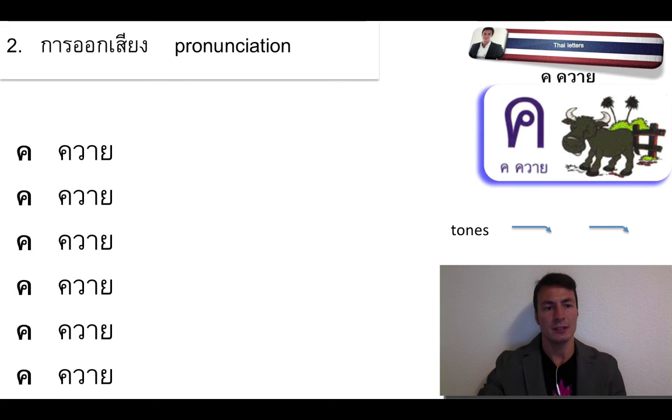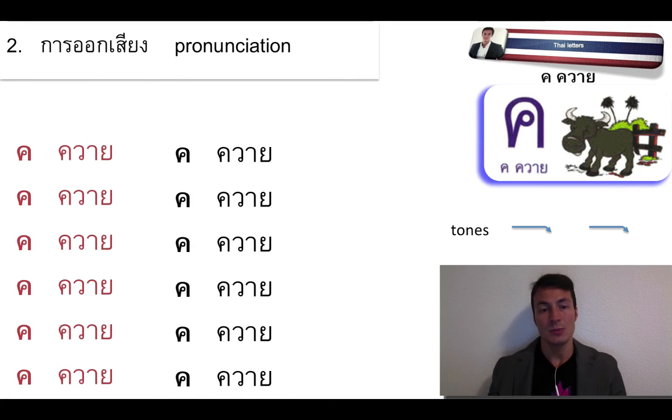Pronunciation. Let's practice a little bit. I speak first and you try to speak after me, getting the sound as close as possible. Whenever the text turns red, it's your turn to speak. ควาย. Excellent. Let's do another round and now speed up a little bit.